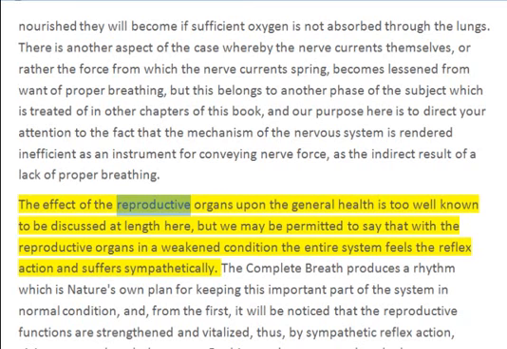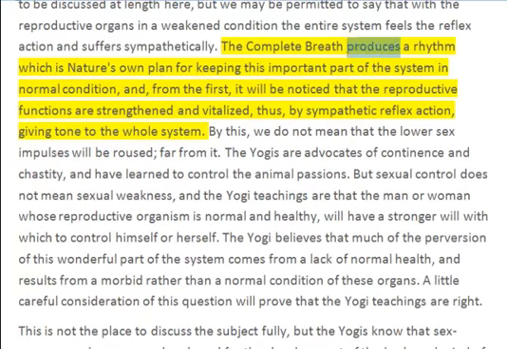The effect of the reproductive organs upon the general health is too well known to be discussed at length here, but we may be permitted to say that with the reproductive organs in a weakened condition, the entire system feels the reflex action and suffers sympathetically. The complete breath produces a rhythm which is nature's own plan for keeping this important part of the system in normal condition, and, from the first, it will be noticed that the reproductive functions are strengthened and vitalized, thus, by sympathetic reflex action, giving tone to the whole system.